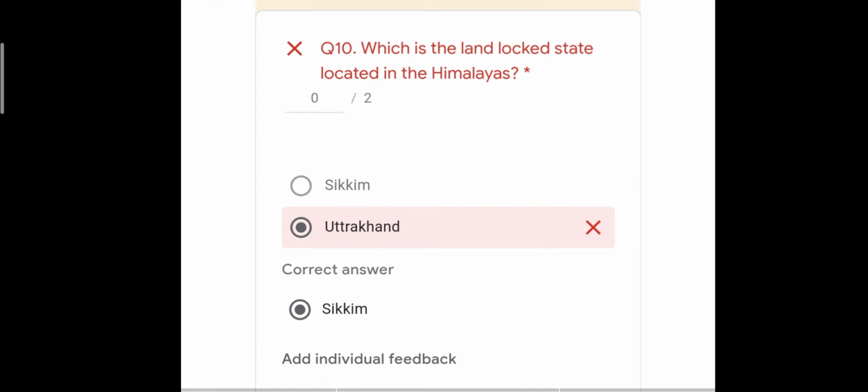Now the last and the 10th question, which is the landlocked state located in Himalayas? So the landlocked state located in Himalayas is Sikkim, because it is surrounded by Nepal in the north, Tibet in the northeast, Bhutan in the east, and West Bengal in the south. Since it is completely covered with states and countries from all sides, Sikkim is the right answer.